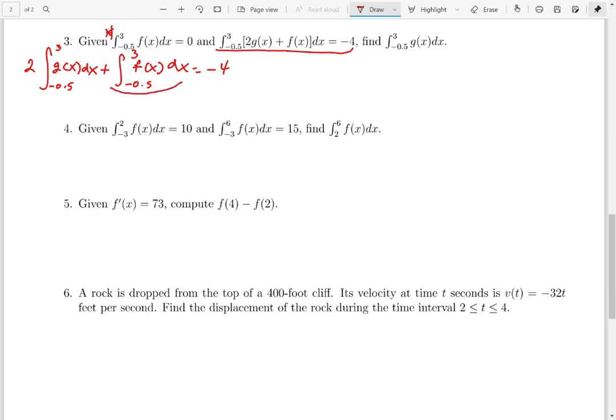That's it. So then we get that this is 2 times the integral from negative 0.5 to 3 of g of x dx is equal to negative 4. Okay, but then we can just do algebra and leave the integral by itself, divide by positive 2, divide by positive 2. I then get the integral from negative 0.5 to 3 of g of x dx is equal to negative 2. And we're done.